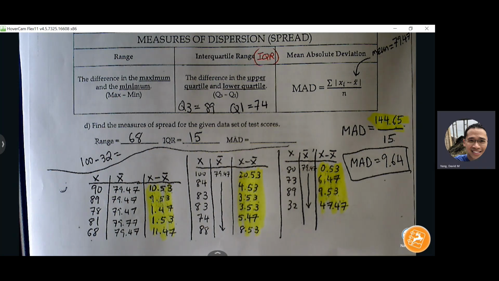A more consistent student would have a lower mean absolute deviation. A less consistent student will have a larger mean absolute deviation. Doesn't mean that you're a better or worse student. It just tells you how clumped together your grades are.